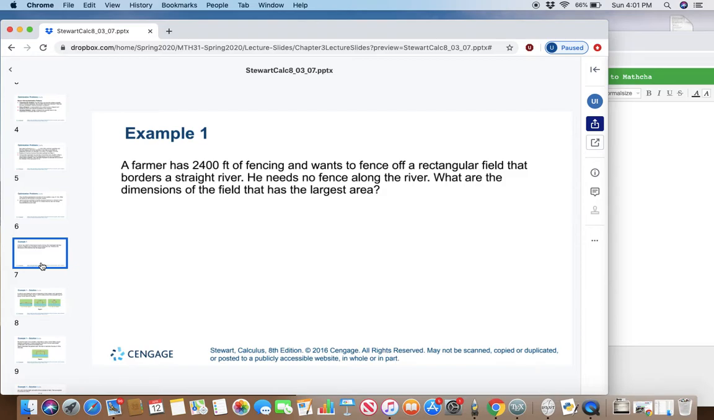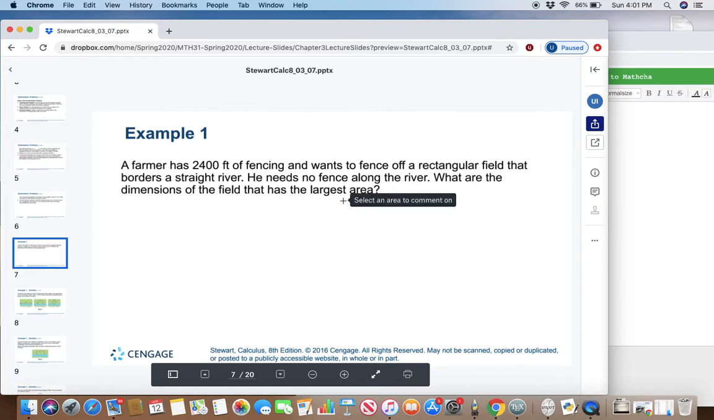Okay, examples always help. A farmer has 2,400 feet of fencing and wants to fence off a rectangular field that borders a straight river. He needs no fence along the river. What are the dimensions of the field that has the largest area? Okay, so let's see what this means. So you have some fence, you have a river, you want to fence some rectangular region along the river. How do you fence in such a fashion that you get the largest area?